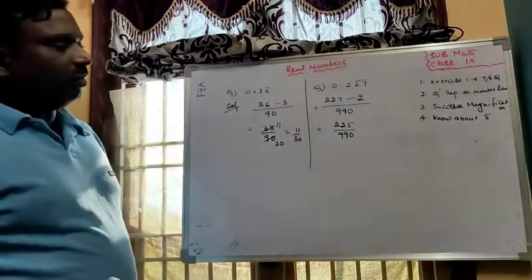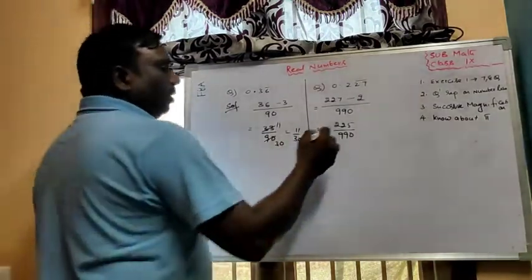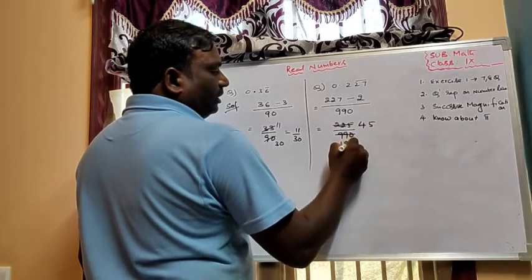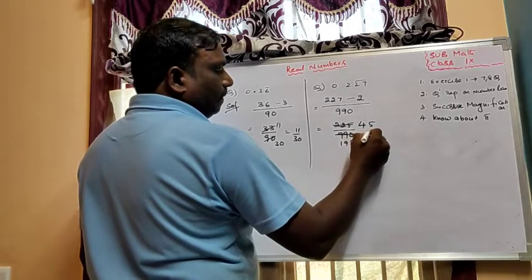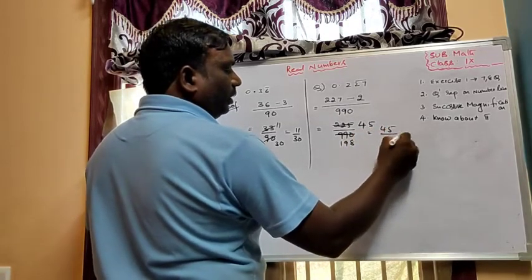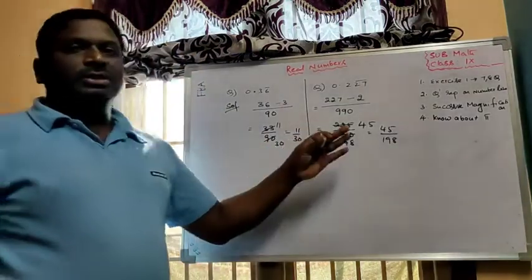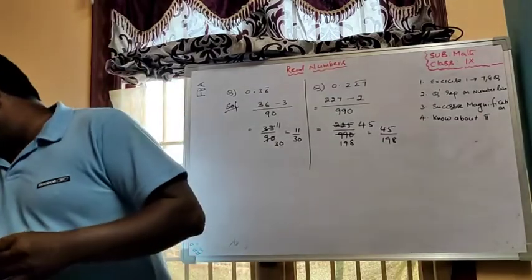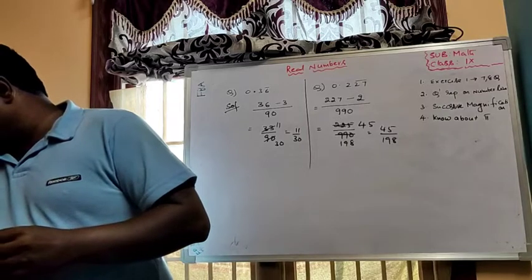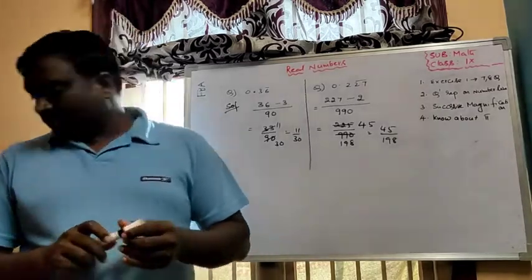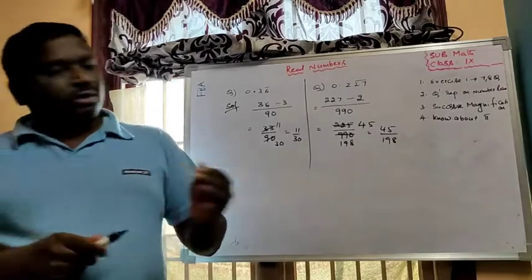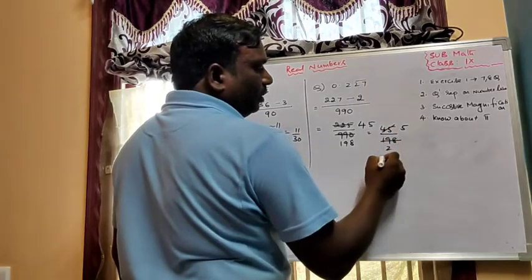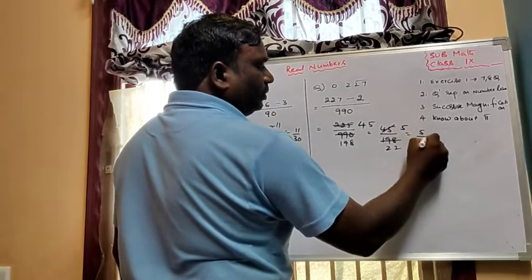So this is not in reducible form. Do the simplification. Both will go in the 5 table: 5 4s are 20, 5 9s are 45, 5 198s are 990. So 45 by 198. If you apply the same method discussed in the first session, you will get the same answer. Here it will cancel in the 9 table, giving 5 by 22 as the final form.